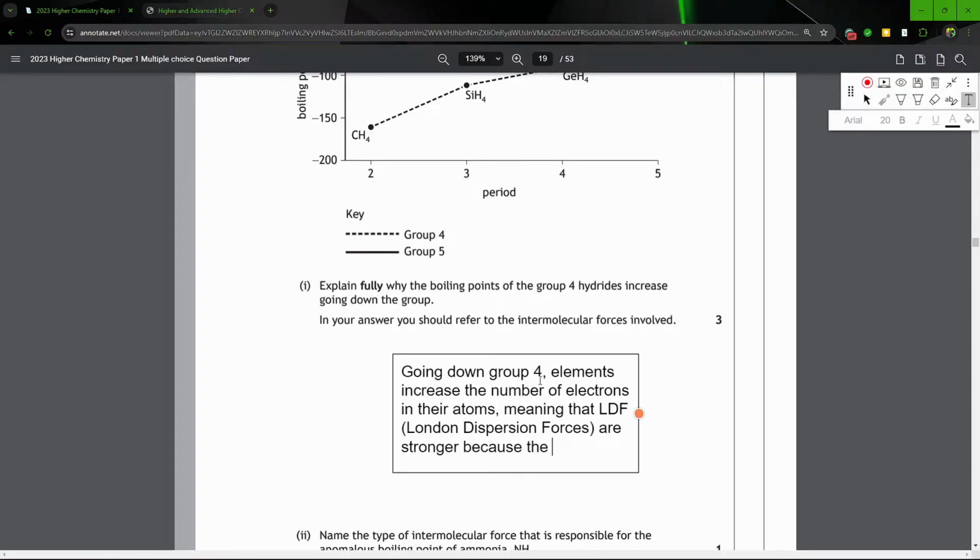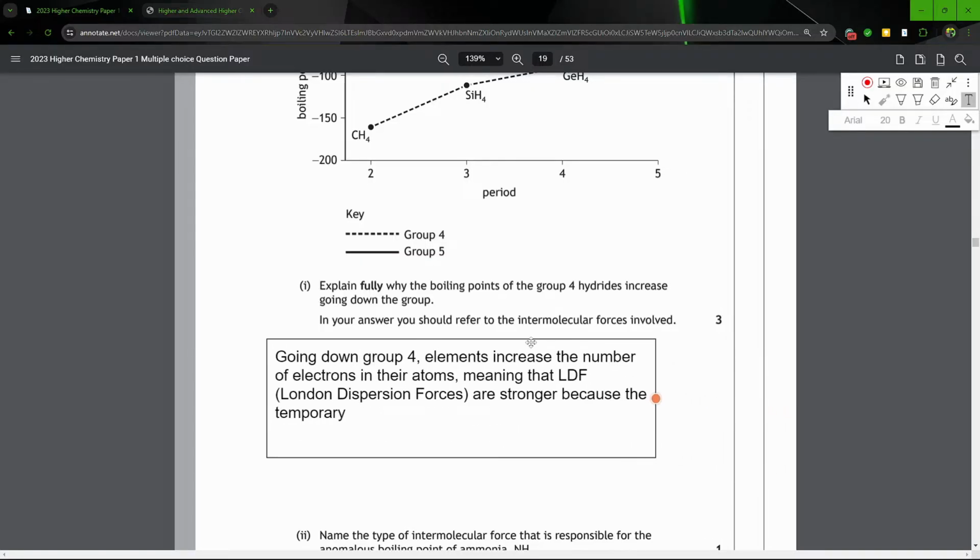because the temporary dipole is more extreme. The reason they're stronger is that when the electrons do shift onto the other side randomly, there'll be more charge because there's more electrons, which means higher electrostatic forces. But I'll just simplify to the temporary dipoles are more extreme. Have more extreme charge differences, probably.